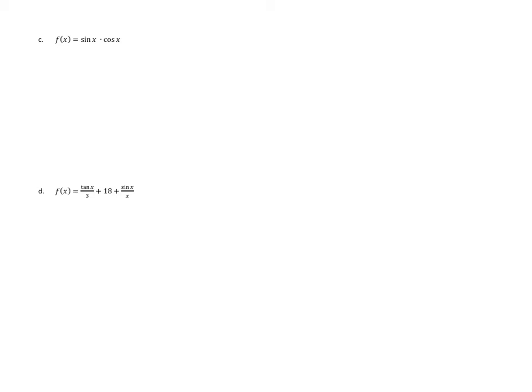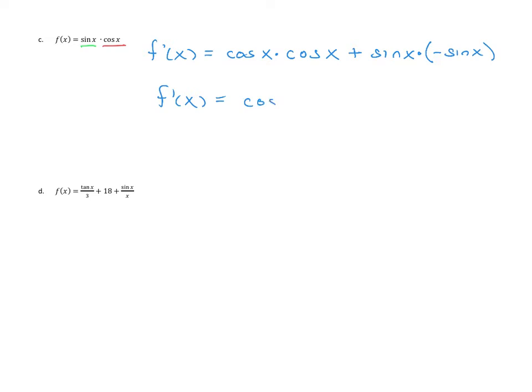In part C, we again have a product of two different functions. So when I take the derivative, it's the derivative of the first, which is cosine of x, times the second, which is also cosine of x, then plus the first times the derivative of the second, which is negative sine x. This can be simplified a little bit. This is cosine squared of x minus sine squared of x. And I think I'll leave the answer just like this.